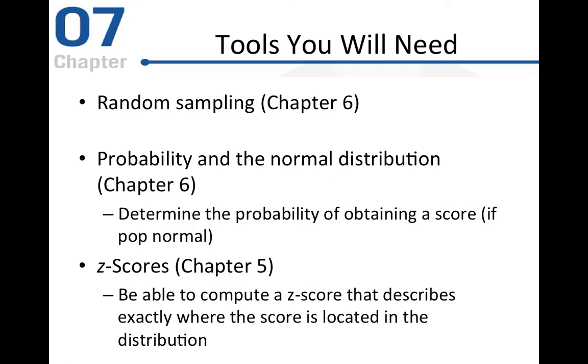Z-scores, so being able to compute a z-score that describes exactly where the score is located in the distribution, which in turn is necessary for you to understand probability of obtaining a certain score. Those things are going to be paramount with this chapter because we're moving into this realm of sample means and how we know where a sample mean falls on the distribution and what's the probability of obtaining a certain sample mean.